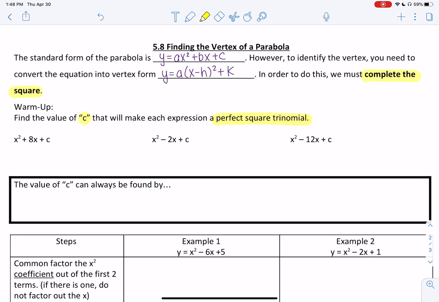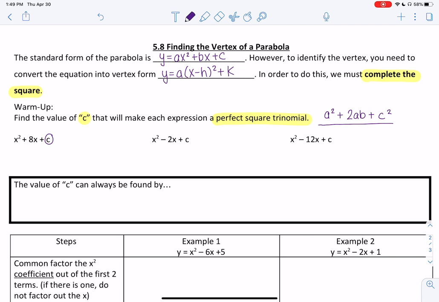Just as a reminder, perfect square trinomials are trinomials that can be written in the form a squared plus 2ab plus b squared. So what we need to do is figure out what these c values would be to make this work. You can try your best to see if you can see it. It's okay if you're struggling with this part because it is a little bit hard.